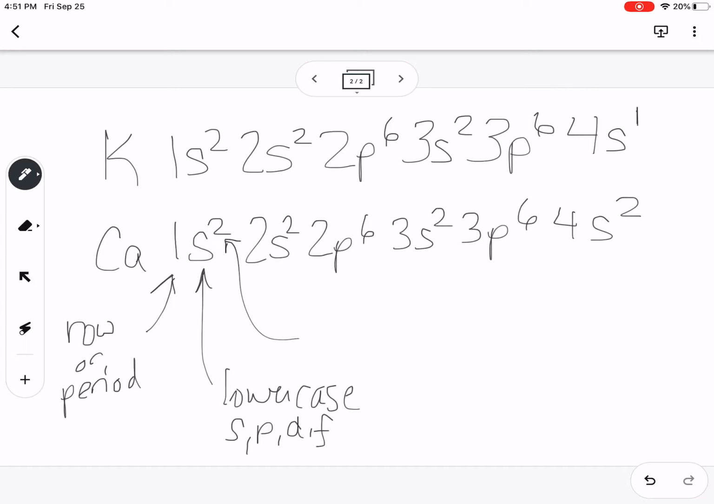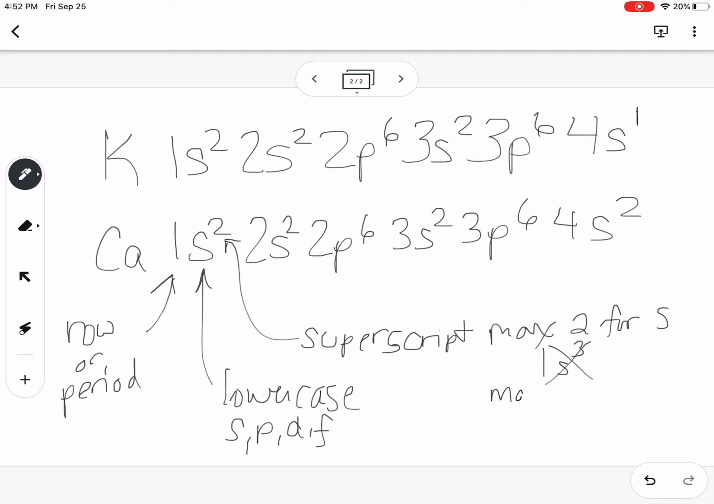And then this superscript, it has to be superscript. So it has to be raised up. And it has a maximum of 2 for S's. So there is no 1s3. It maxes out at 2. S maxes out at 2. What does P max out at? Looking at here, I can see that the maximum electrons for P are 6. So I'm getting a lot of information in here. What other information can I have?